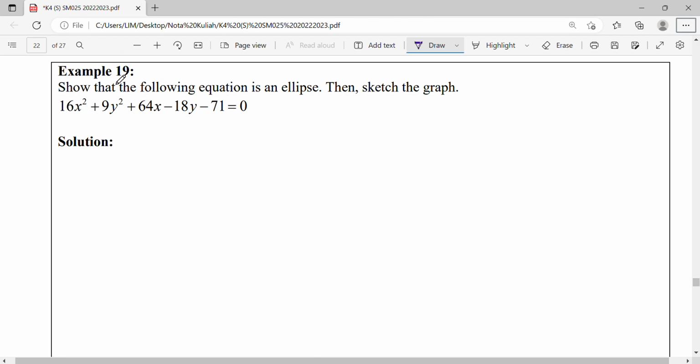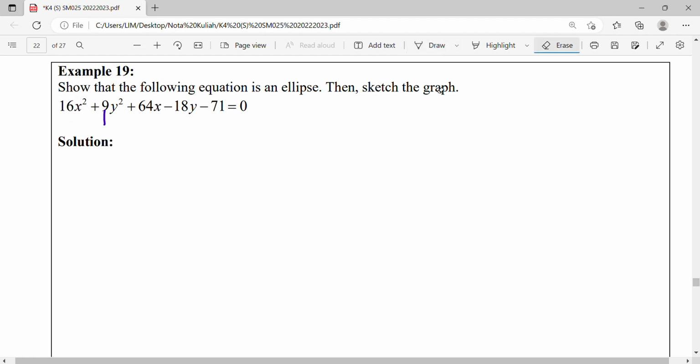So in this example, we are asked to show that the following equation is an ellipse, then sketch the graph. So how do we know the equation is an ellipse? You can see the coefficients of x squared and y squared. If it is a circle, the coefficients will be the same. But when it is an ellipse, the coefficients will make the horizontal longer or the vertical longer, so the coefficients in front here will be different. Here they are 16 and 9. So you note the coefficient difference, so this is an ellipse.